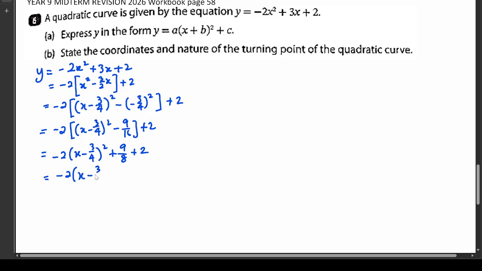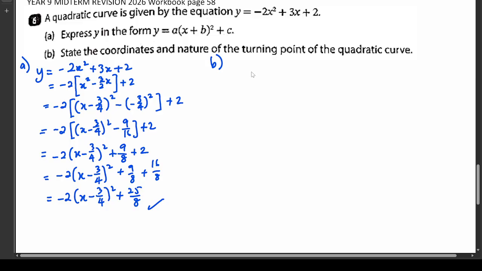Then do your fraction calculation, which is our final answer, right? So this is part A, and then there's part B.